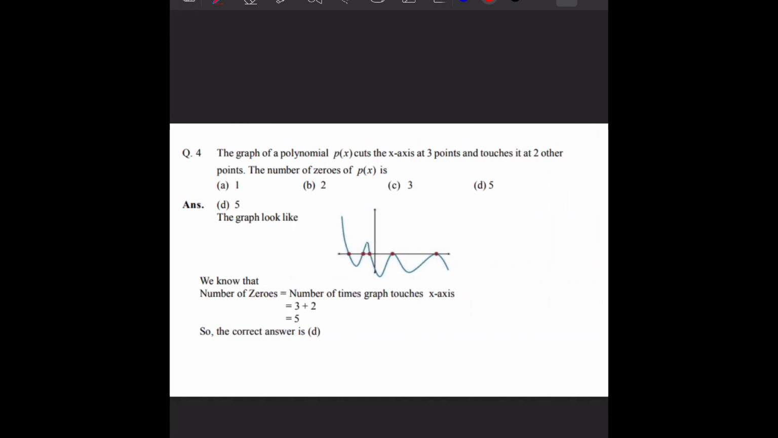The graph of polynomial px cuts the axis at 3 points and touch it at other 2 points. The number of zeros of px is. आप और हमें पता है पॉलिनोमियल में नंबर ऑफ जीरोस कैसे ढूंढे जाते हैं. कर्व जो होता है जितनी बार एक्स एक्सिस को इंटरसेक्ट करेगा उतने वो जीरोस क्रिएट करेगा. तो जितने बार इंटरसेक्ट हो रहा है ना, 1, 2, 3, 3 टाइम्स वो इंटरसेक्ट कर रहा है और 2 टाइम्स वो टच कर रहा है. इट इज ऑल्सो काउंटेड एज अ जीरोस. तो 3 + 2 5. व्हाट इज माई करेक्ट ऑप्शन? माई ऑप्शन इज डी. नेक्स्ट.